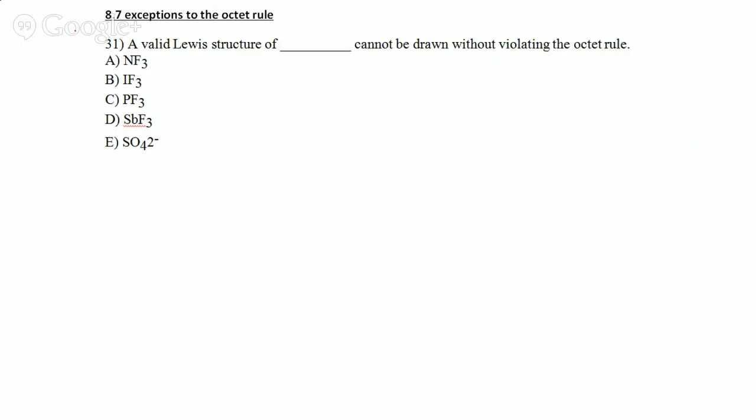I'm going to cheat and do some movie magic and just write down how many valence electrons everything has. That's the first step, figure out how many valence electrons we're going to have to place for these things. And then SO4 minus 2, you can't forget to add those 2 electrons. So we got 32.